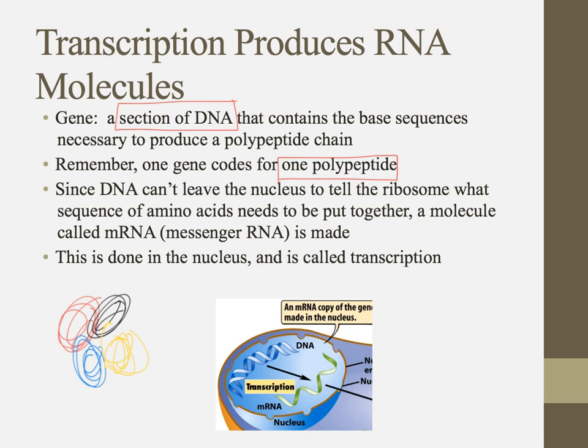Now, since DNA can't leave the nucleus to tell the ribosomes what sequence of amino acids need to be put together, we're going to use a molecule called mRNA. This process of manufacturing that mRNA happens in the nucleus, and it's called transcription. I remember that: script meaning to write, so here we're writing codes.